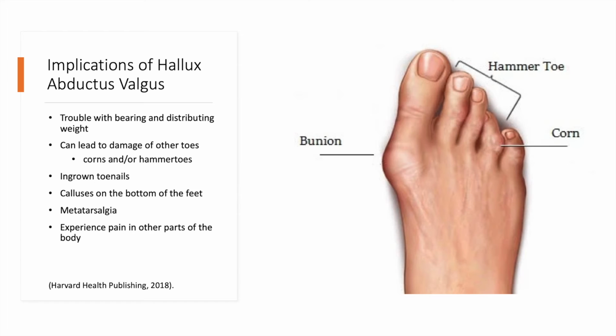The picture to the right gives an illustration of how the big toe affects the others and what these additional deformities may look like in practice. Ingrown toenails and calluses on the bottom of the foot are common with bunions. Constant shifting from the metatarsophalangeal joint to the other metatarsals may cause metatarsalgia, or discomfort and swelling in the ball of the foot. Lastly, individuals with bunions may experience pain in other parts of their bodies because they have to compensate their gait patterns. Some common areas where pain is displaced from bunions include the hip, knee, and lower back.